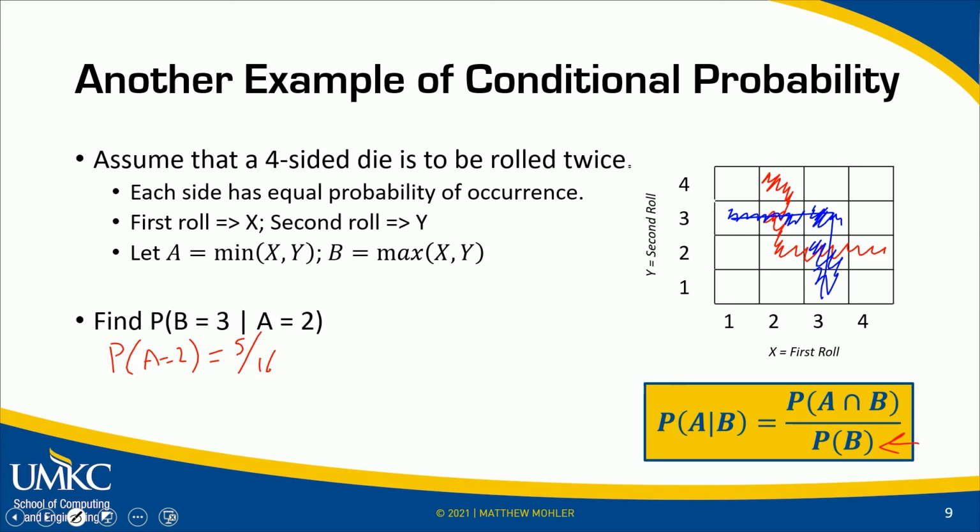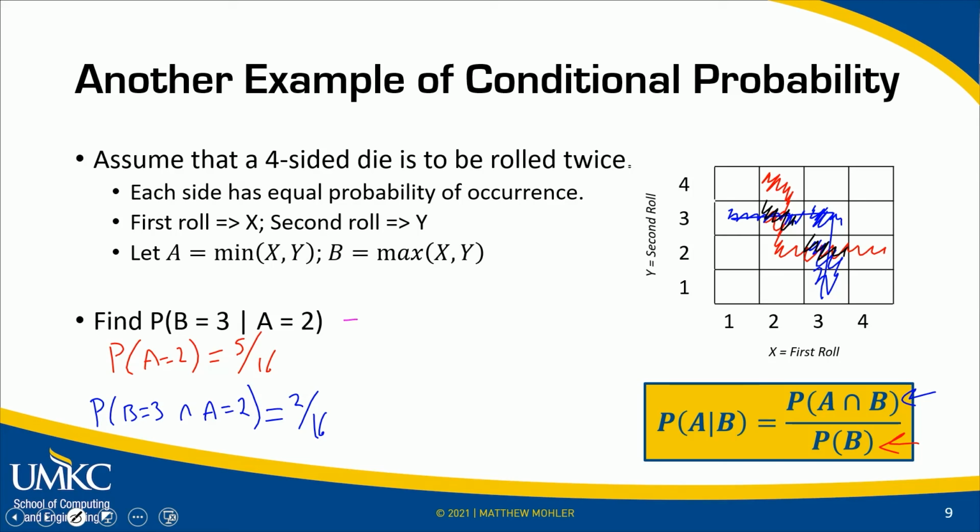So if we look at the numerator here, we have that the probability of B equaling 3 intersected with A equal 2, well, it's not 0 this time. There are 2 total squares. So we have this square and this square where those both hold together. So we can say that the probability of those 2 events both occurring is equal to 2 out of the 16 possible events.